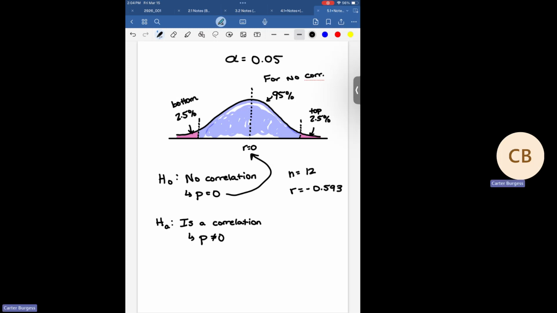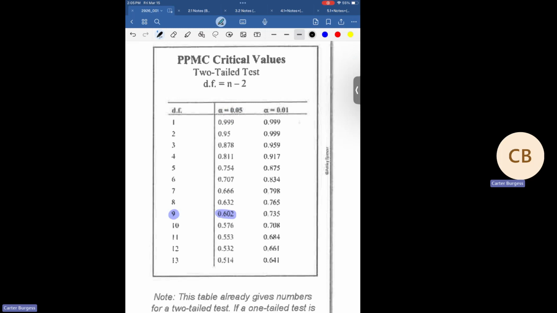So moderately strong. Is this strong enough to suggest that we have a correlation? Does this fall within that 5% chance? Does that fall within the top 2.5%, or in this case, the bottom 2.5%, or is it not good enough? Okay, this is where we needed to bring in the table here.